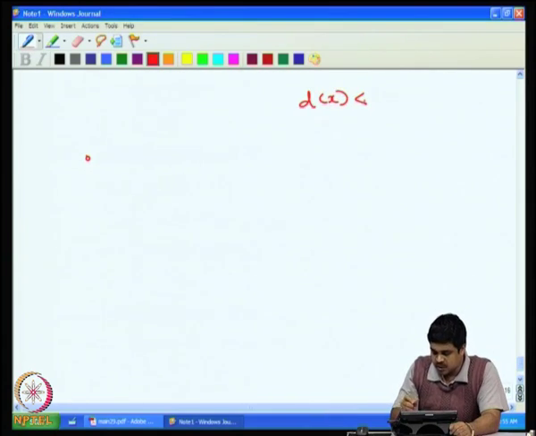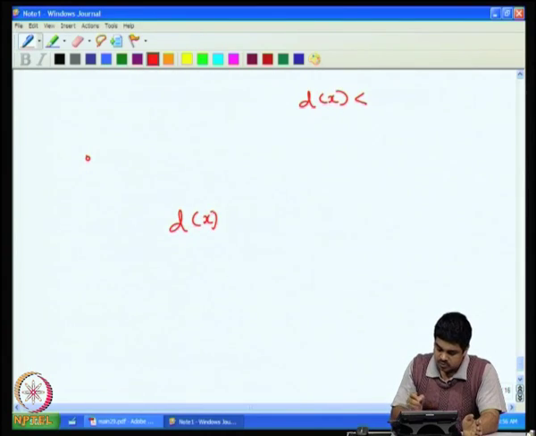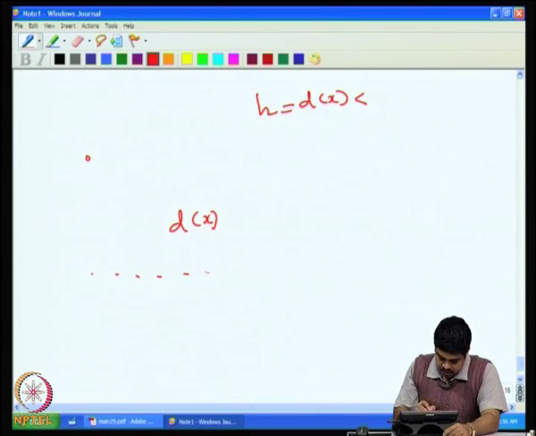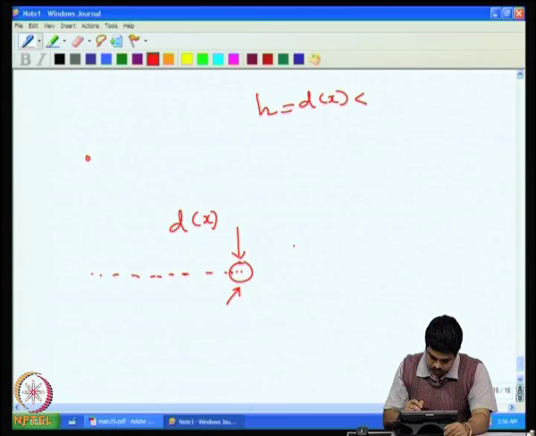That is what we want, because suppose somehow d(x) satisfies the Chvatal condition, then we put d(x) equal to some h, and we look at the position where d(x) comes. So, we will get some condition from this.